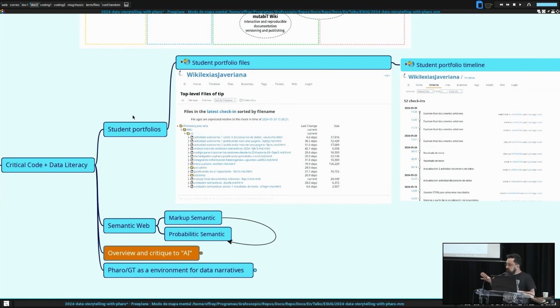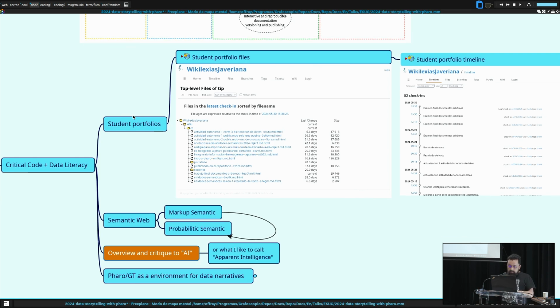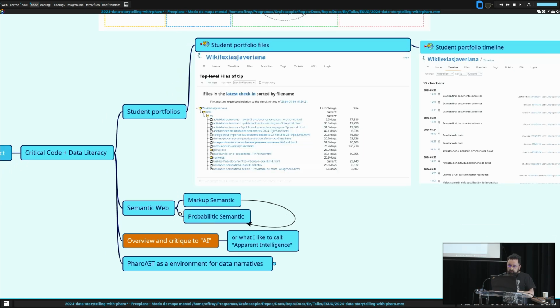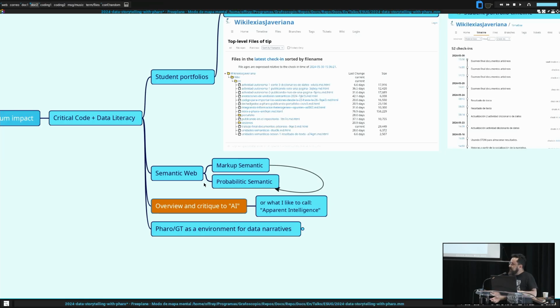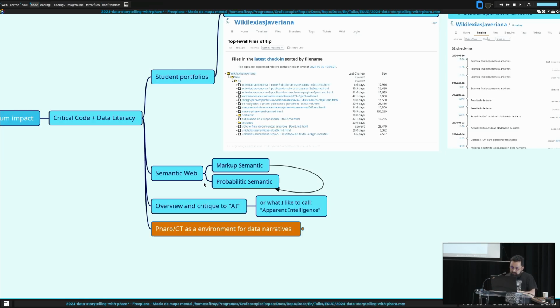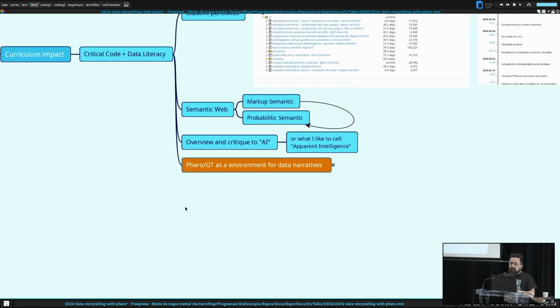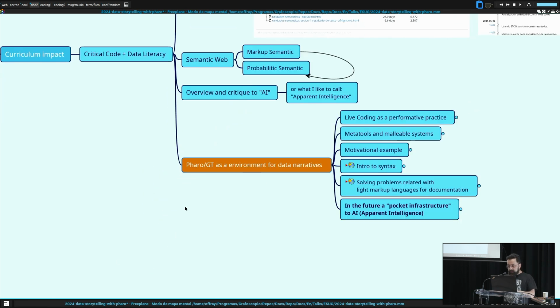So we want to keep this critical approach of critical science and data studies. So yeah, we have this critical approach, and I present them other alternatives. For me, AI is what I call apparent intelligence. So I try to present this kind of alternative approach. And we are using Pharo and GT as an environment for those data narratives. So I introduce my students to these ways of developing argumentation by combining prose, code, data, and visualization.